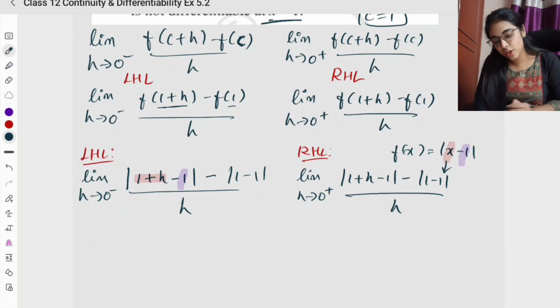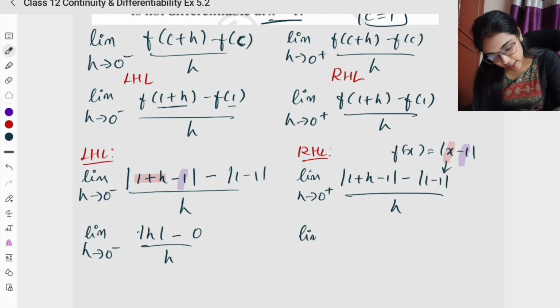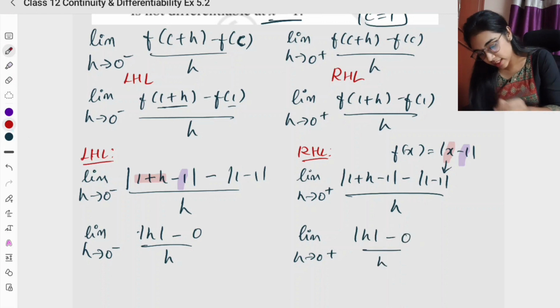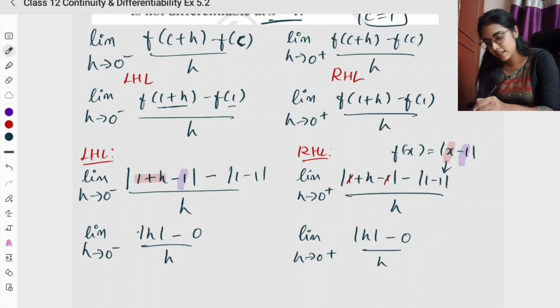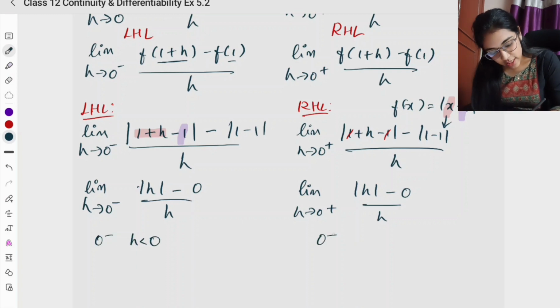Correct? So how do you do this? Limit h tends to 0 minus of 1 minus 1 is 0, so I'll have mod h minus 0. 1 minus 1 is also 0, divided by h. And here I'll have limit h tends to 0 plus of again mod h minus 0 divided by h. The 1 and the 1 are getting cancelled. So what am I left with? Here h is tending to 0 minus, which means h is less than 0. Here it is tending to 0 plus, which means h is greater than 0.